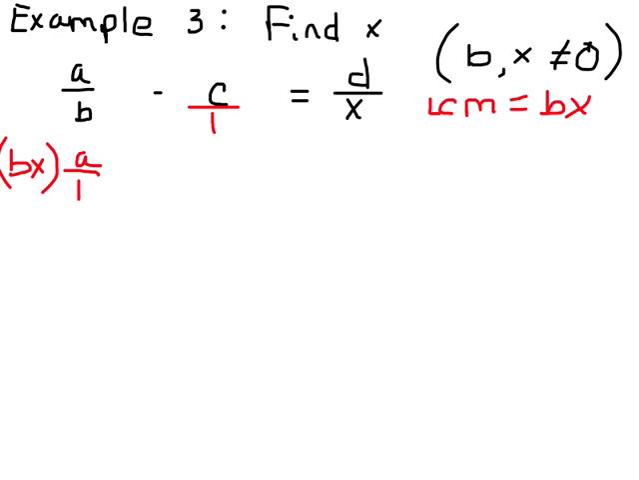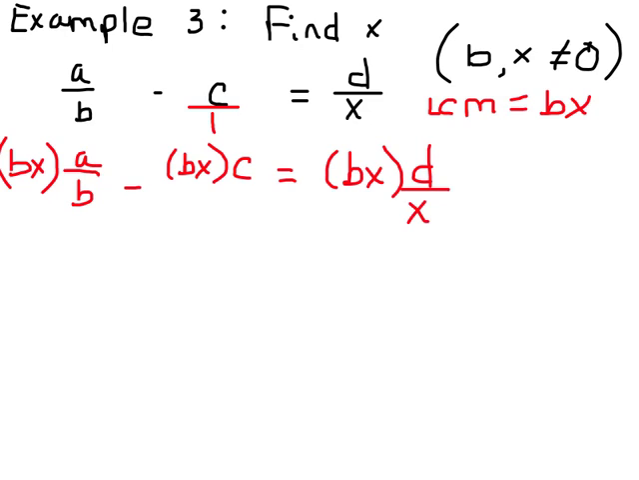A over B minus BX times C. Well, that didn't look good, did it? Equals BX times D over X. Alright, here these are going to cancel out, leaving us with AX minus BCX equals BD.